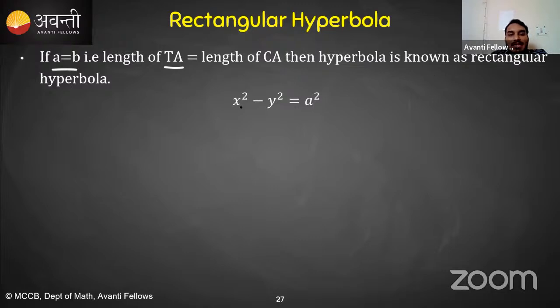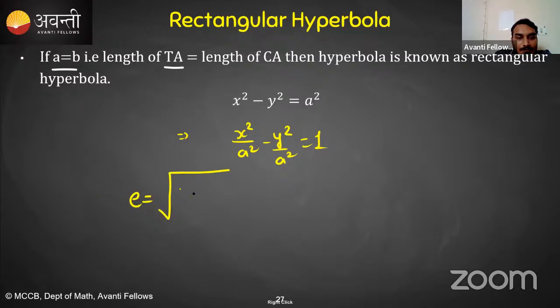So how will its equation look? x square minus y square is equal to a square. Yes or no? Clear? So it means you can write this as x square by a square minus y square by a square is equal to 1. Now students, if I ask you the eccentricity of this hyperbola, it is nothing but the square root of 1 plus a square by a square. It means the square root of 1 plus 1, that is root 2.